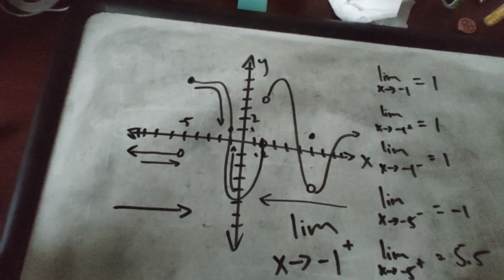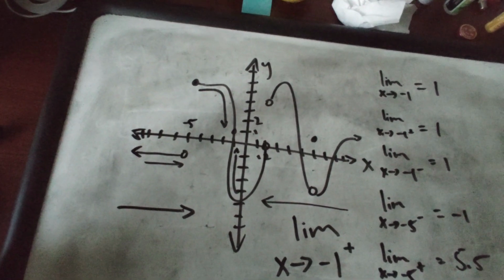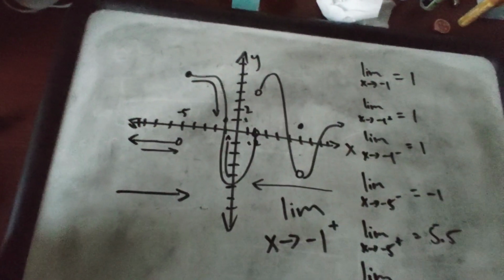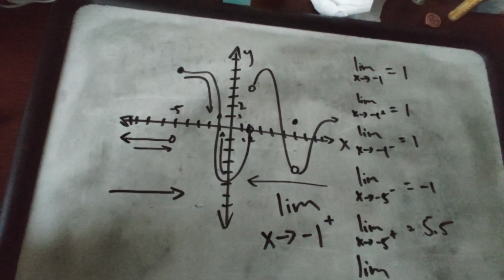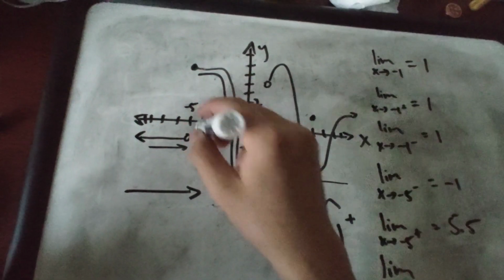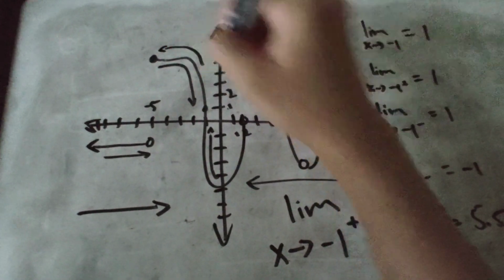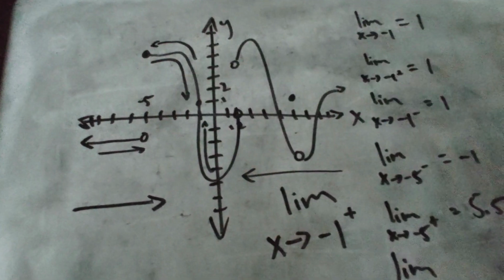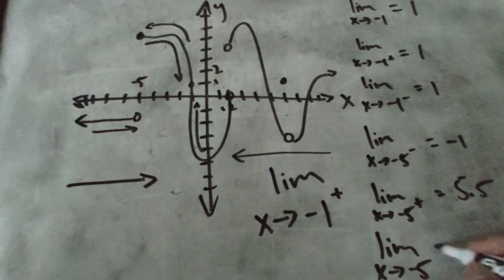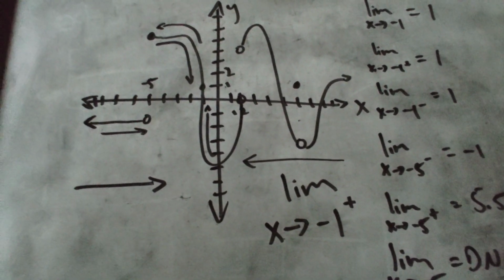So when x gets closer to -5, you can see that as it approaches -5 from both ways, there are two different values, from the left and to the right. And what happens here is that the limit does not exist because there are two different values.